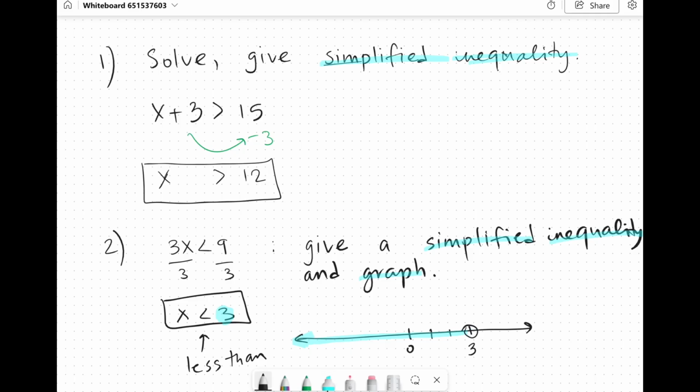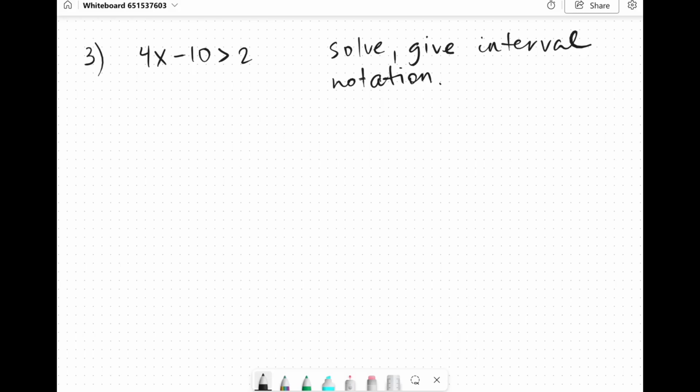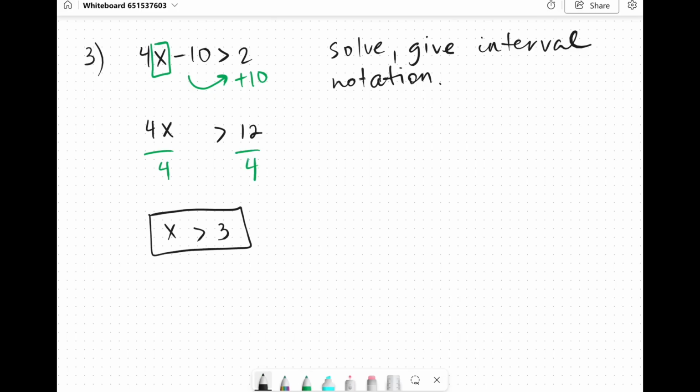Let's look at the next example. For this question, it's asking you to solve, which essentially means give a simplified inequality, but it also asks for interval notation. It is not asking for a graph. However, I recommend still doing the graph on paper before giving the interval, because it's easier to give an interval if you have a graphical representation. So I'm going to get my x by itself by first adding a 10, and then dividing both sides by 4. So my simplified inequality is x is greater than 3.